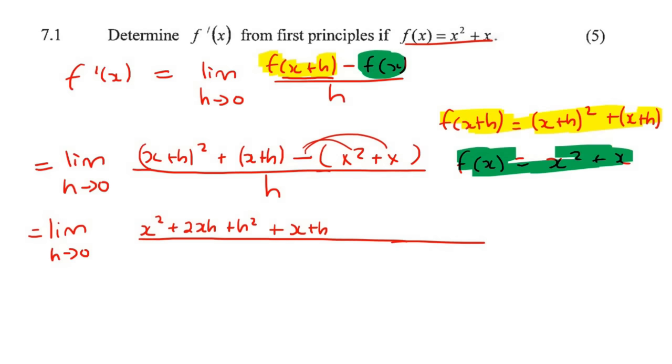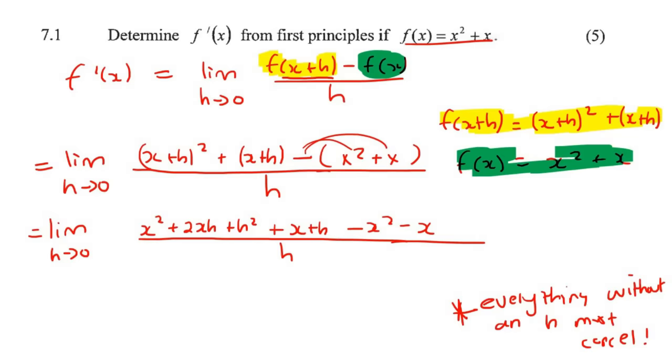Now, going into the next step, we're going to cancel, but I've said this so many times: everything without an h must cancel. If that doesn't happen, you have made a mistake, guaranteed. Can you see that this x squared will cancel with that x squared, and this x will cancel with this x? If your x's are not canceling here, it's because you did not use a bracket over there, and so this minus did not turn that into a minus. That's what happens a lot. Everything without any h's cancelled out, and that is what is supposed to happen. So it's a nice way to check yourself along the way.